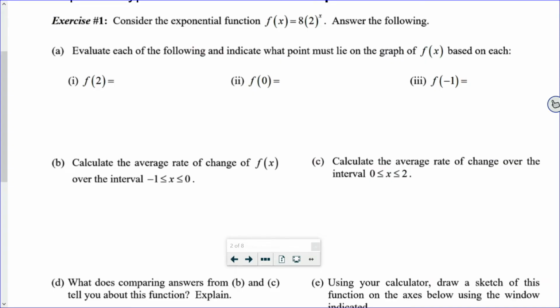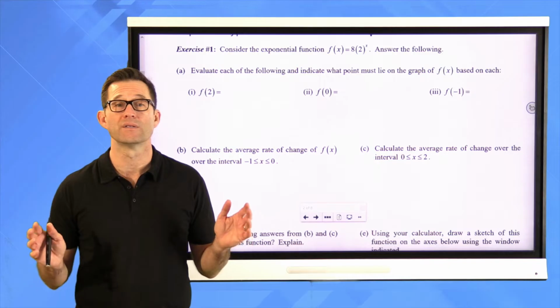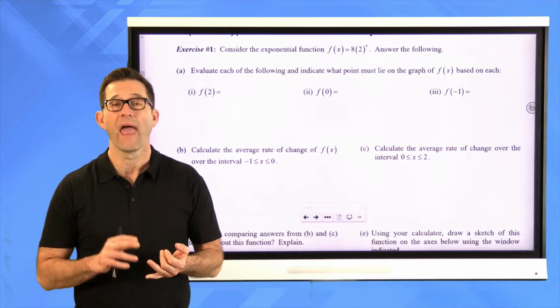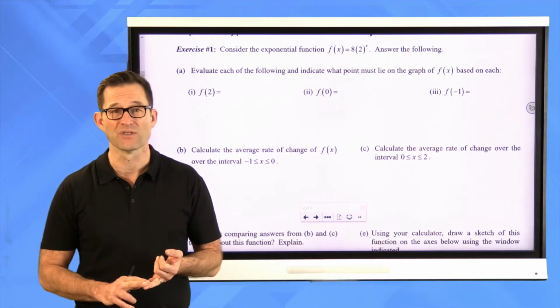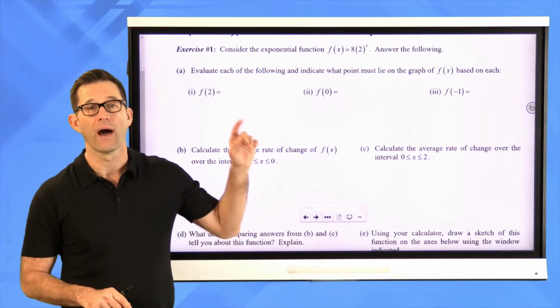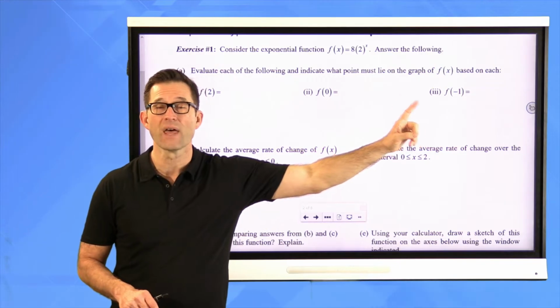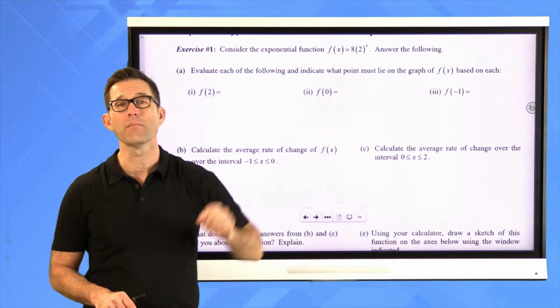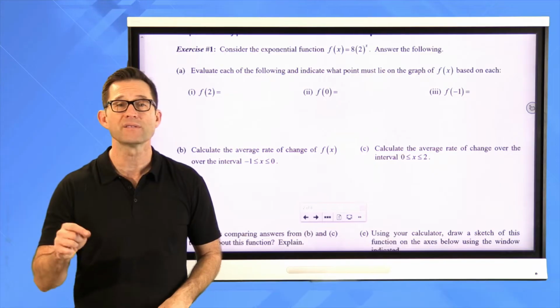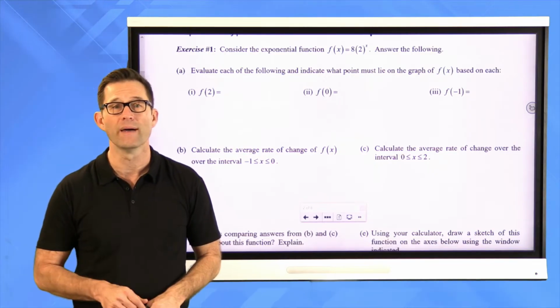Consider the exponential function f of x equals 8 times 2 raised to the x. Answer the following. Evaluate each of the following and indicate what point must lie on the graph of f of x based on each. Well, we have done a ton of work with both function notation and evaluating exponential expressions. So I'd like you to pause the video right now and try to evaluate each one of these function notation problems, and don't forget to tell me what point must lie on the graph of f of x based on your calculation. Go ahead and do that.